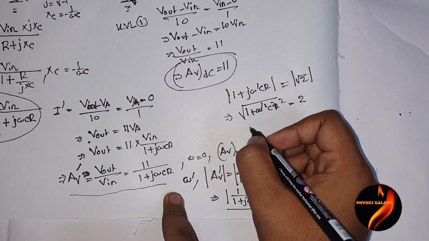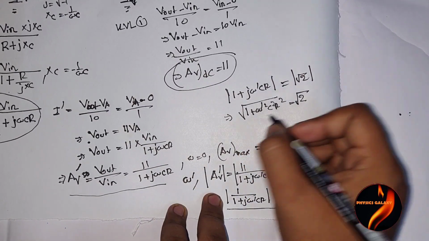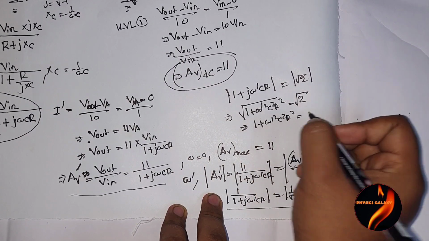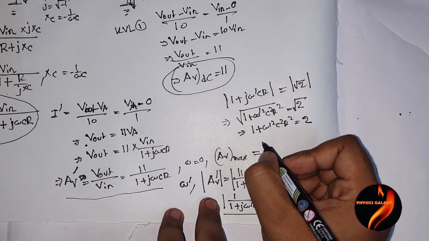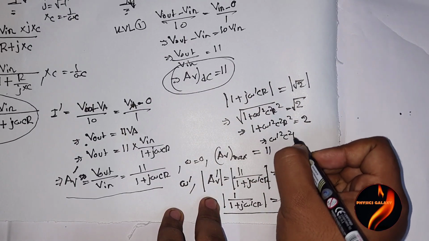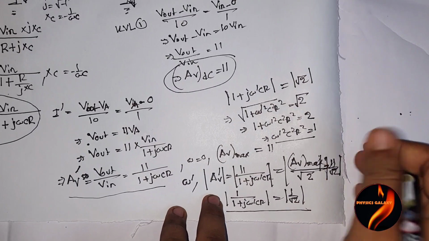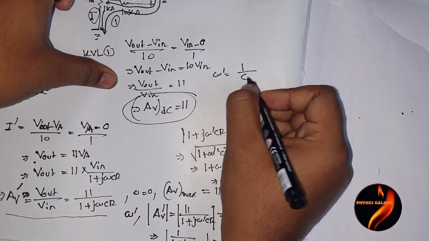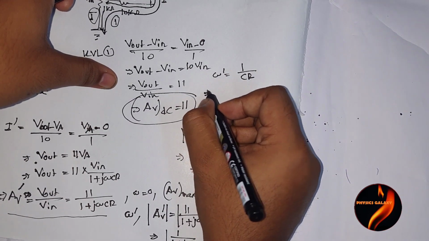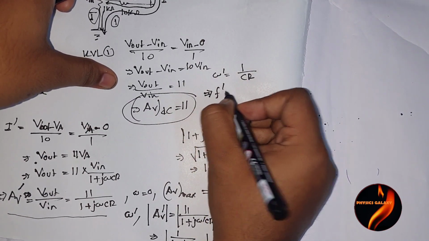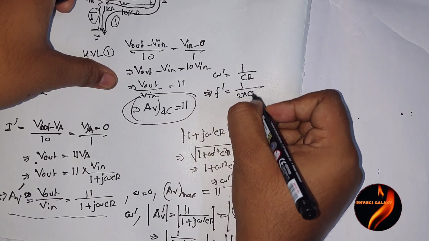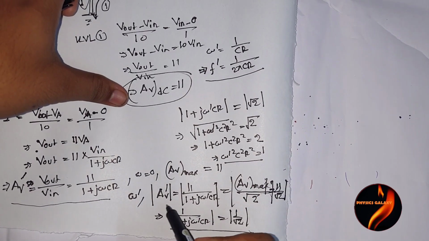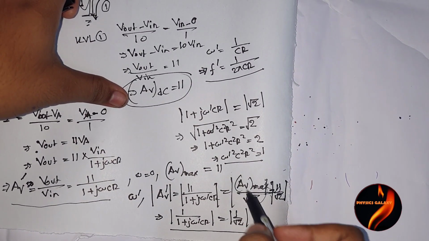will be equal to root 2. So 1 plus omega prime square C square R square equals 2. So omega prime square C square R square is equal to 1, means omega prime is equal to 1 by CR. If we convert it in terms of frequency, this will be 1 by 2 pi CR. So this is the cutoff frequency at which the voltage gain reduces to 1 by root 2 times its maximum value.